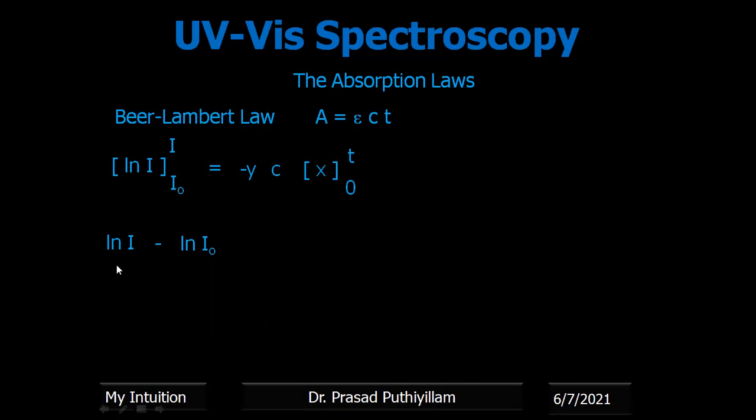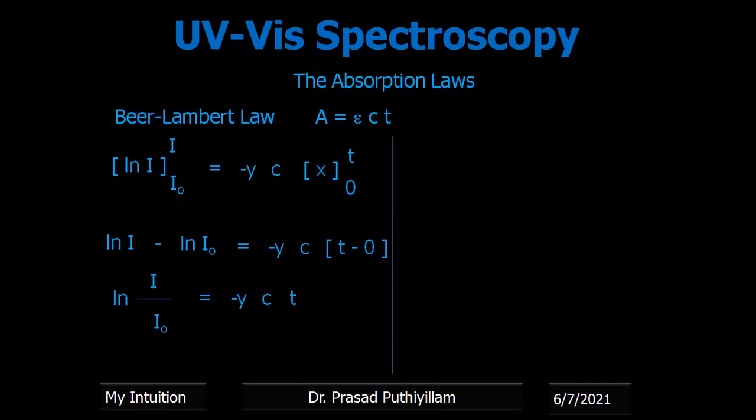Therefore, it becomes the natural logarithm of I minus the natural logarithm of I naught equal to minus y into c into t minus 0, because x changes from 0 to t. Now rearranging it again, we know log a minus log b is log a by b. That is, the natural logarithm of I by I0 equals minus y into c into t. So t minus 0 is t only.